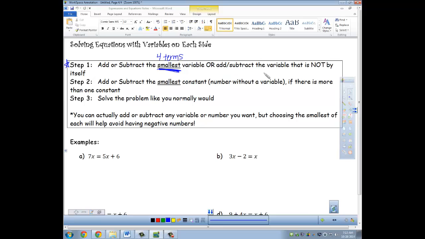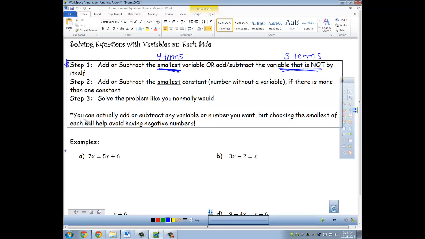You're going to do adding and subtracting the variable that is not by itself whenever you have 3 terms. So that's when you have one term off by itself on one side of the equal sign and then 2 terms on the other. The next 2 steps will look a lot like what we have already done. Sometimes it will just be a 2-step equation, sometimes it'll be a 1-step equation. But we have done a lot of those, so hopefully you'll remember how to do those.